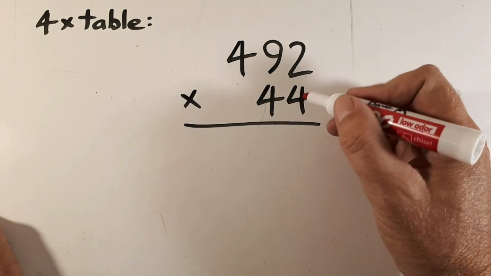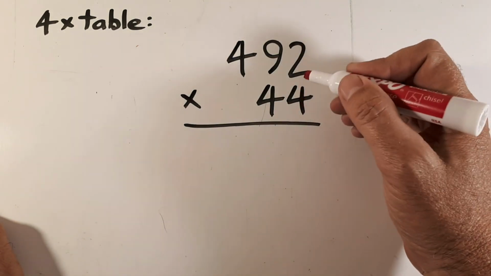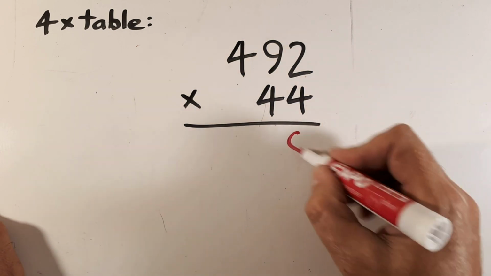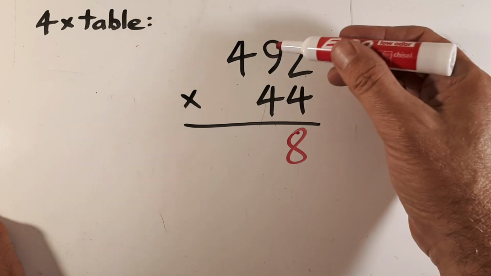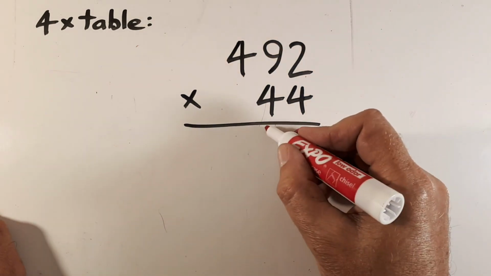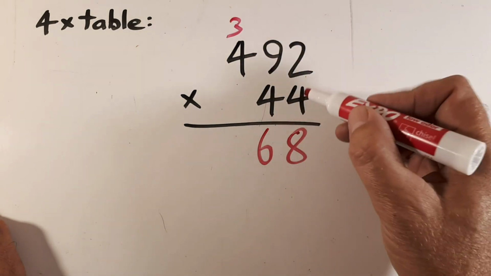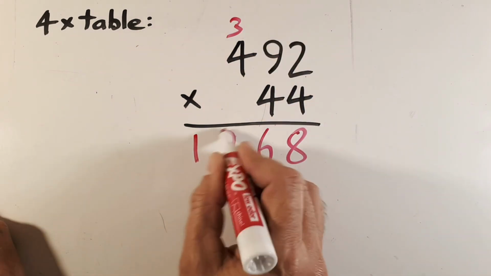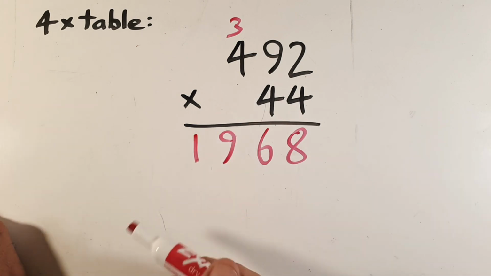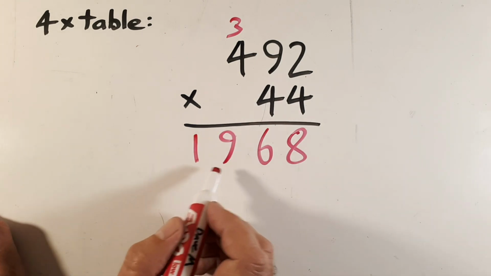Okay, we'll do the hard work first. 4 times 2 is 8. Really not that hard. 4 times 9, 36. 6 goes there, 3 goes there. 4 times 4 is 16 plus 3, 19. So 4 times 492 is 1968.